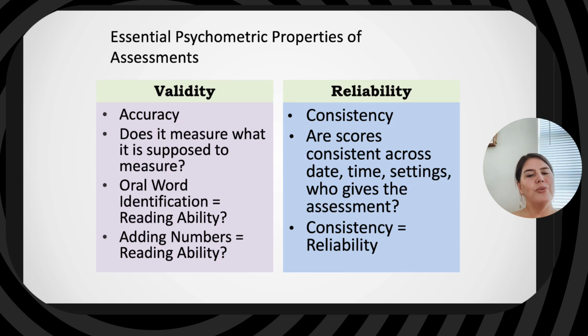But are the scores consistent across dates, settings, and other potential situations that could influence this test? That's measuring the reliability. It may be a valid measure, but is it reliable? If I test the student at 8 o'clock in the morning versus right before lunch versus at the end of the day, how consistent are the scores going to be? And that's going to determine the reliability.